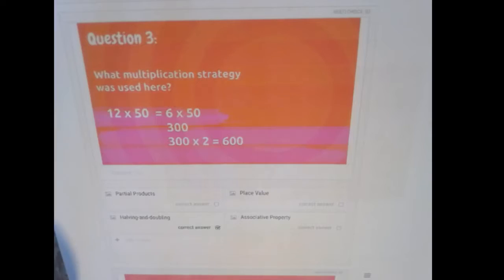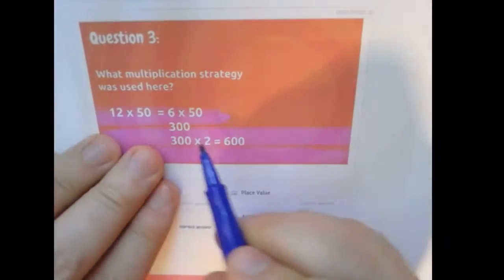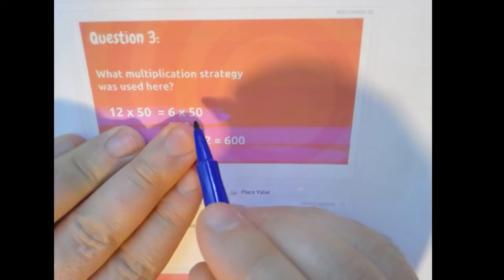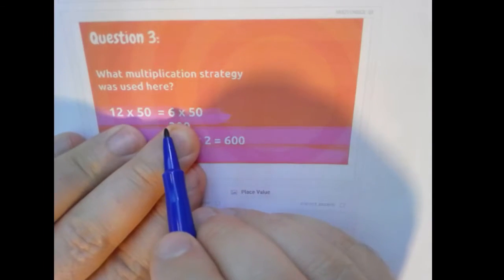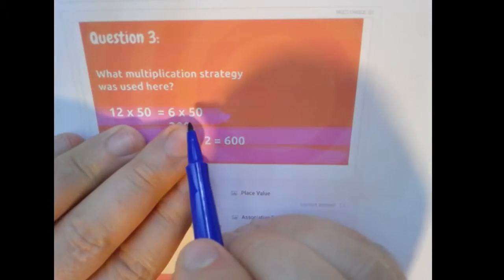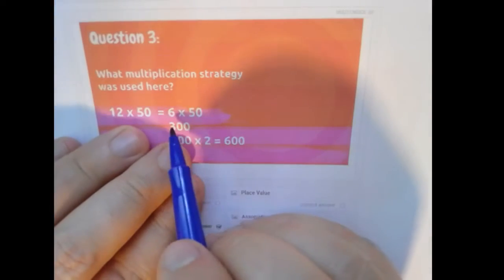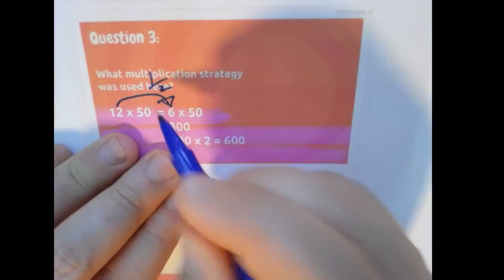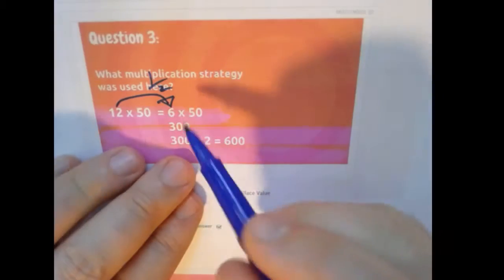Okay, let's have a look here. So we went from 12 times 50 to 6 times 50. Okay, we might be able to do 6 times 5 easier in our heads. Maybe that's why we use this strategy, and we're going to try and figure out what the name of that strategy was. So 12 to 6, that's half. I have a good feeling which is maybe the right answer already, but let's follow through.